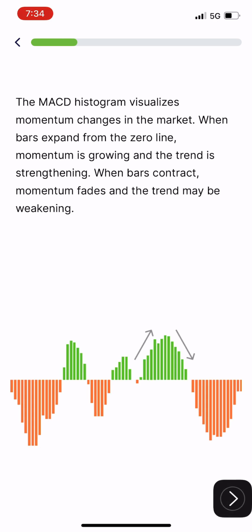The MACD histogram visualizes momentum changes in the market. When bars expand from the zero line, momentum is growing and the trend is strengthening. When bars contract, momentum fades and the trend may be weakening.